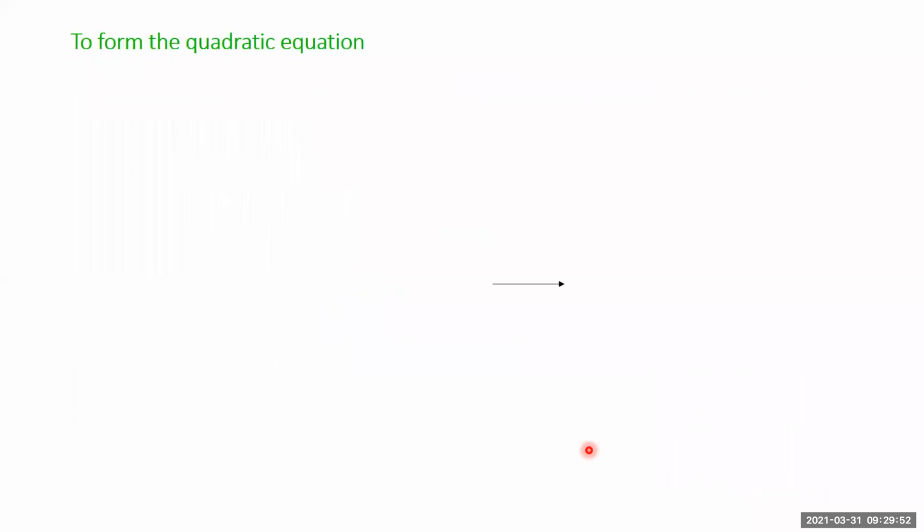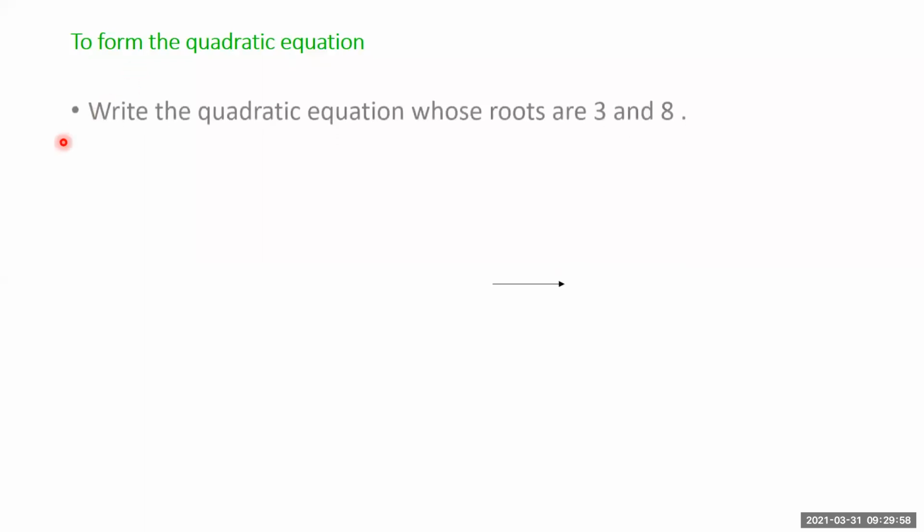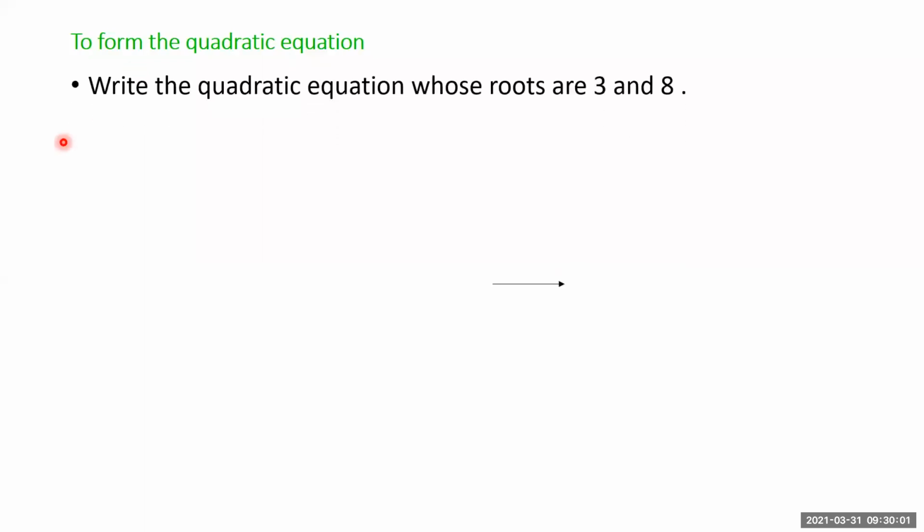Okay, so next one, to form or write the quadratic equation. See how the questions will be. Write the quadratic equation whose roots are 3 and 8. First you take this 3 as alpha equal to 3, and 8 as beta equal to 8. You take like this.